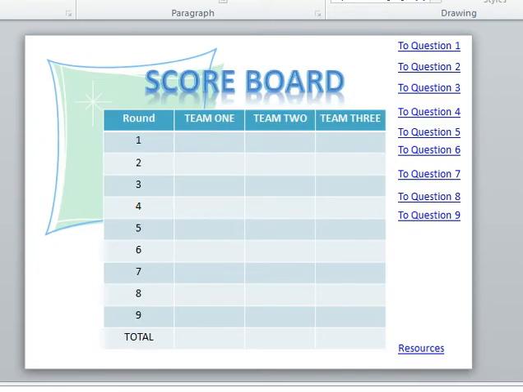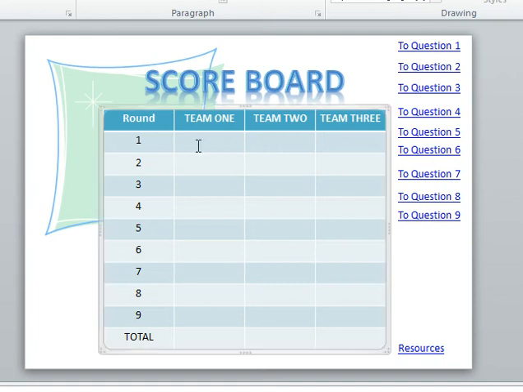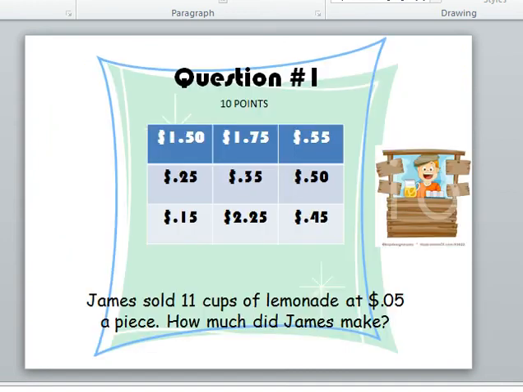This is the scoreboard for this one, and you have links here back to all of the different questions, and for round 1, you could put the points that each team had for all the different rounds. So question 1 is for 10 points. All the answers are on the board and you need to pick one. This is the question that they need to answer.